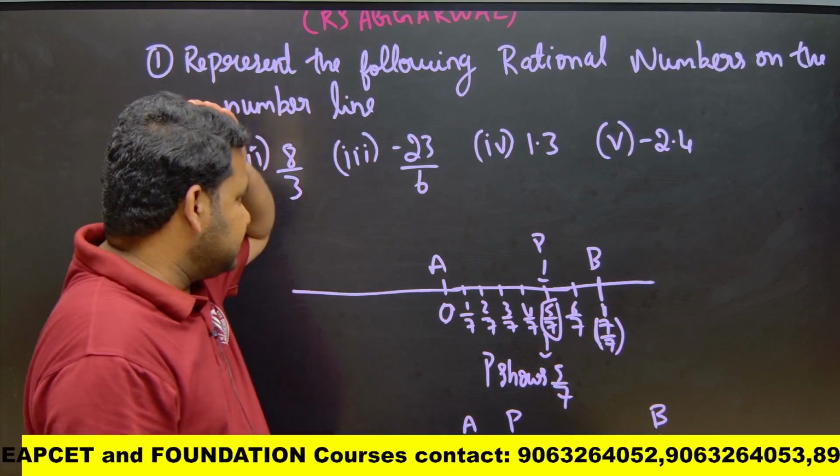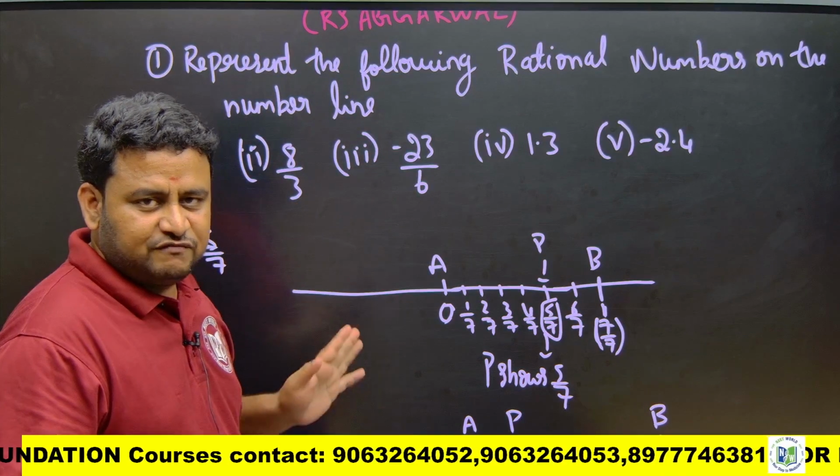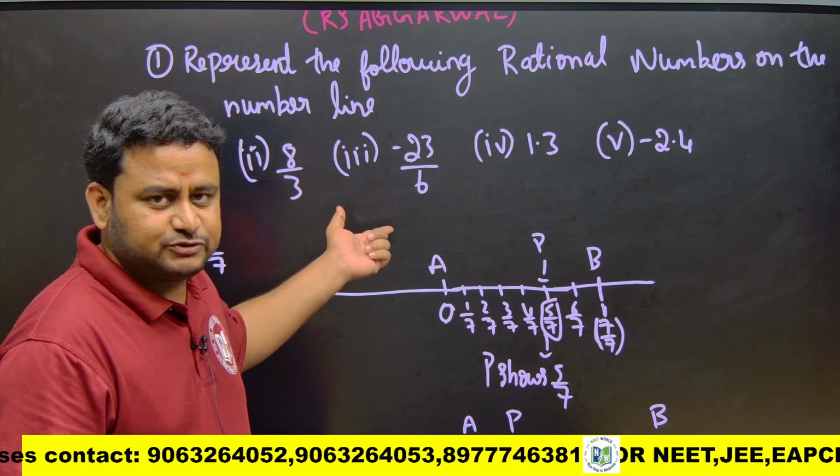Third question, see here it is minus 23 and 6. While representing, initially first focus on the bigger number. Here you may think that the bigger number is 6, since minus 23 is a smaller number.